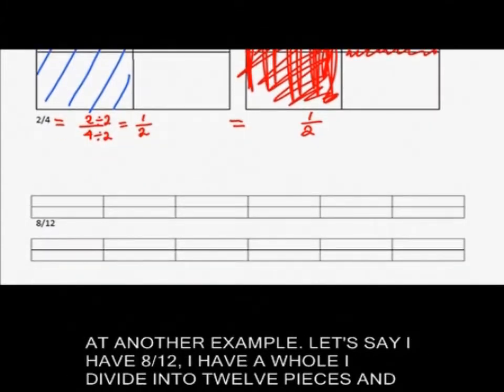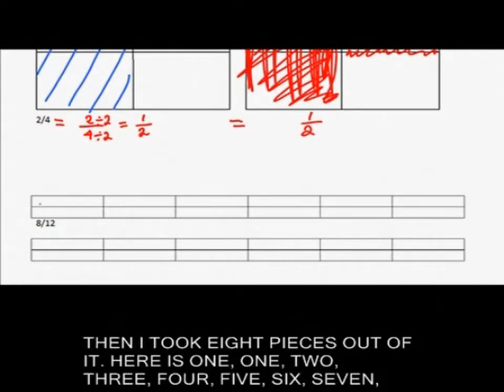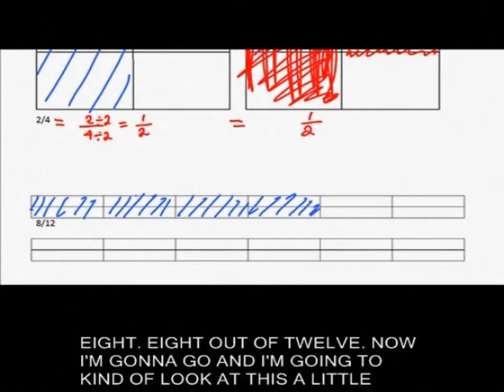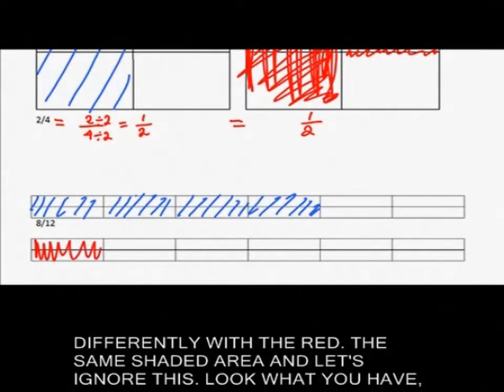Let's say I have 8/12. I have a whole. I divide it into 12 pieces. And then I took 8 pieces out of it. Here's 1, 2, 3, 4, 5, 6, 7, 8. 8 out of 12. Now I'm going to look at this a little differently with the red. The same shaded area.